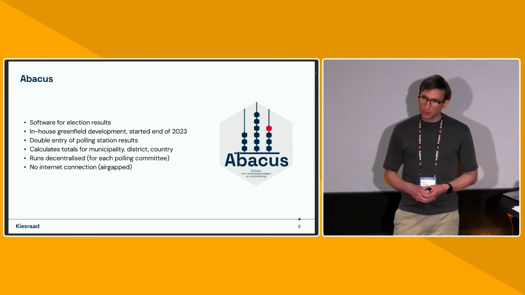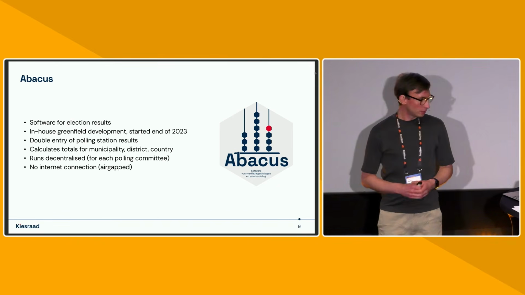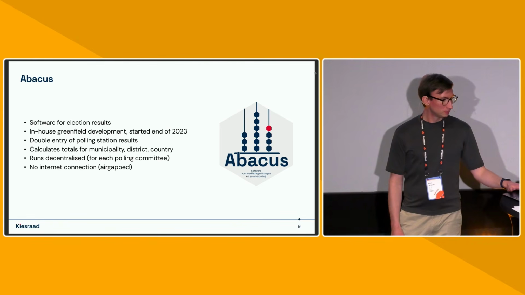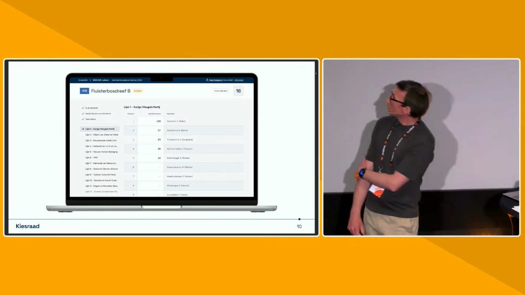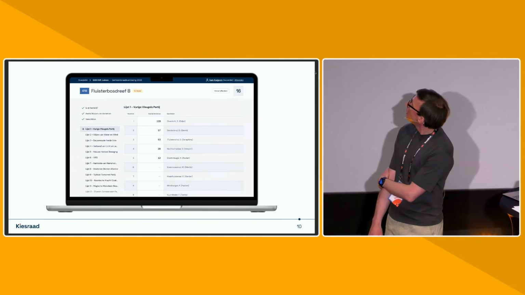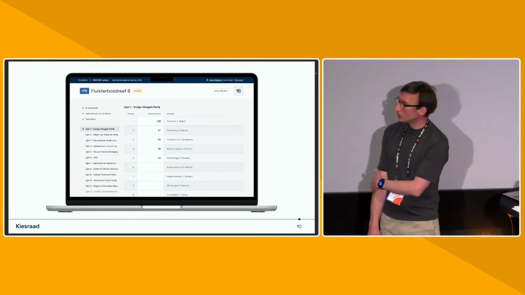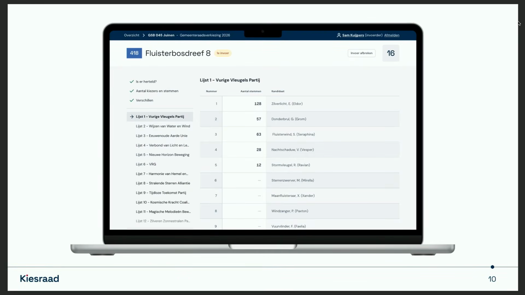Our software runs decentralized. Every polling committee has their own instance, which has no internet connection at all, completely air-gapped. This is what it looks like. This is how you enter those votes for every candidate. It's a clear interface, designed by our user interface or user design expert. It's been tested with users, so it's all clear, it's easy to use. People only use this like once a year or something, so it needs to be simple to use.